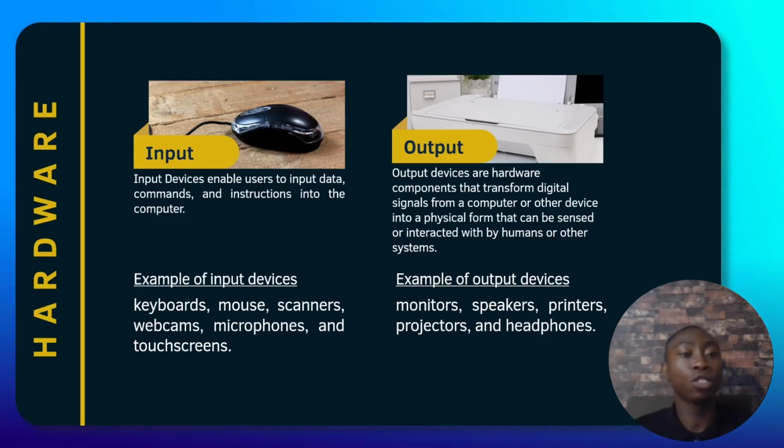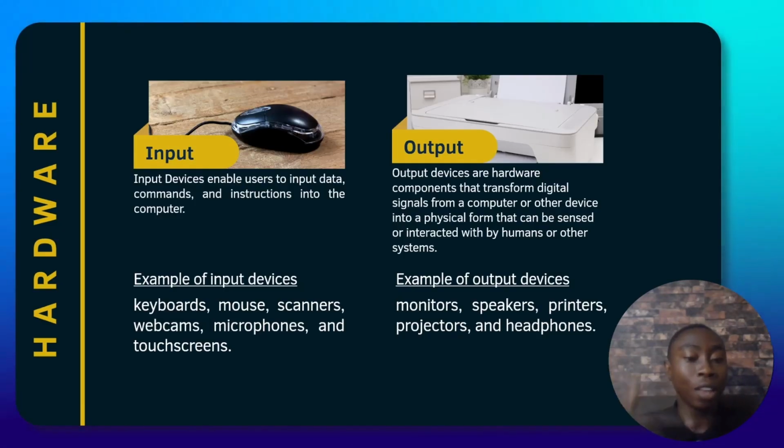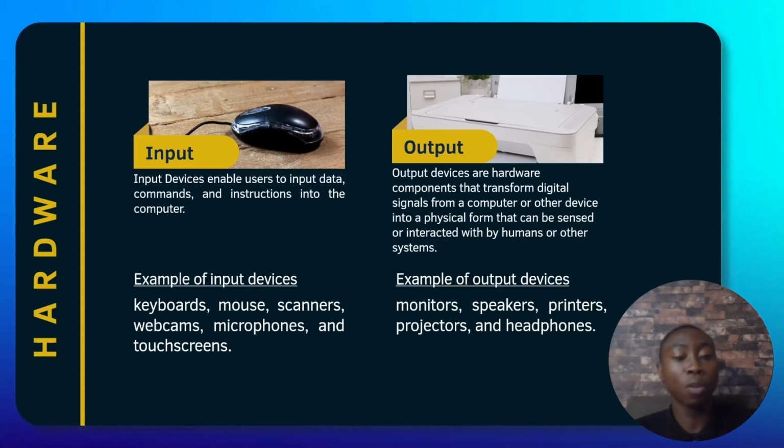So whenever you are touching your phone, whenever you want to do anything on your phone, at that moment when you are pressing one or two things on your phone, that touch screen is an input device because it's taking information from you and sending it to the computer. So this is basically what input devices are. They take information from us and they send it to the computer.